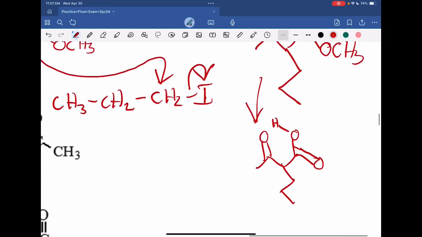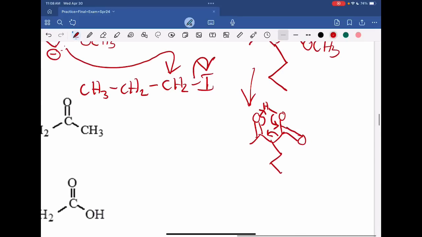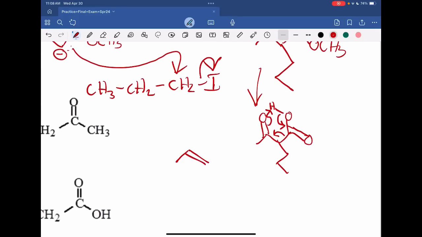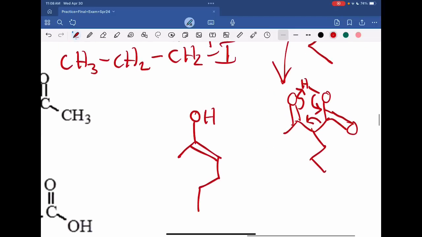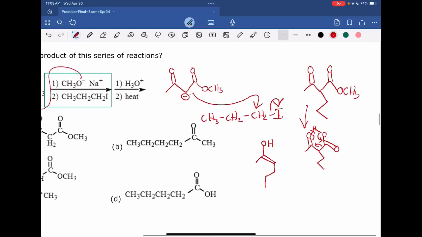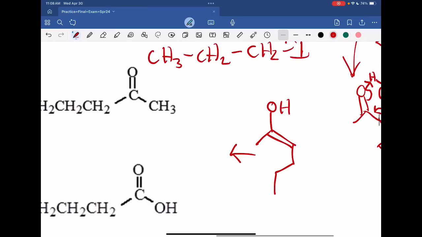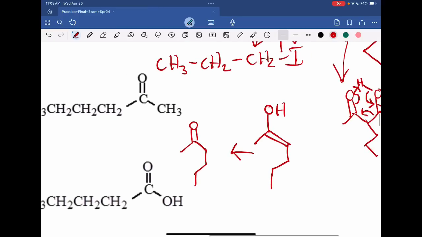I redrew it like this so that I could do the CO2 forming step easily. This is what's going to happen. And then you get 1, 2, 3, 4, 5, and an OH in here. Notice how this is an enol. You still have to go back to the ketone because you are in an acid. That's going to be the catalyst that allows you to go from the enol to the ketone. So that's going to be the product.